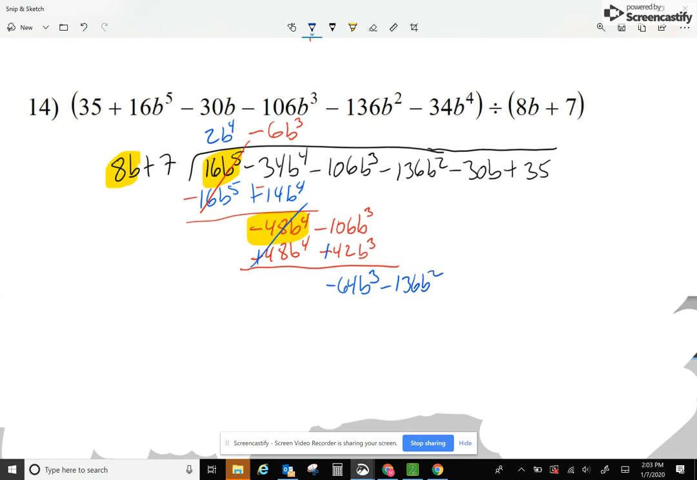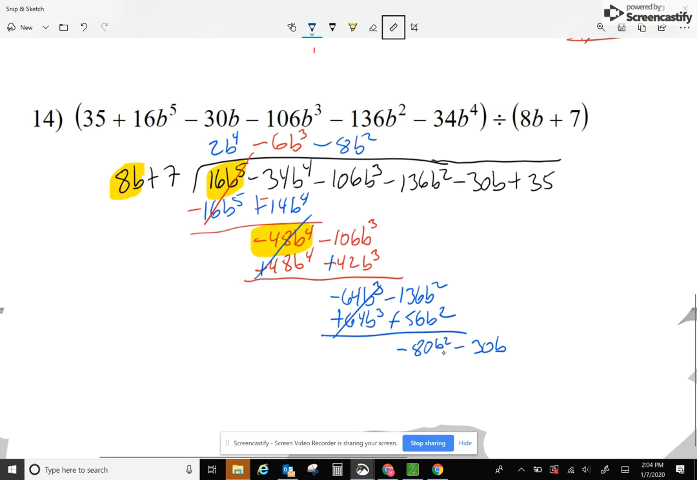Negative 64b to the 3rd divided by 8b. That gives me negative 8b to the 2nd. Multiply negative 8b to the 2nd to everything on the outside. Negative 64b to the 3rd minus 56b to the 2nd. Draw the line, change the signs. First term cancels out. I get negative 80b to the 2nd minus 30b. Negative 80b squared divided by 8b, that gives me negative 10b. So I have negative 80b to the 2nd minus 70b.